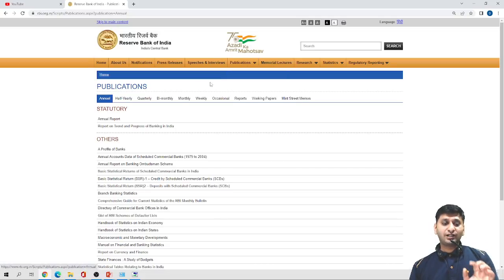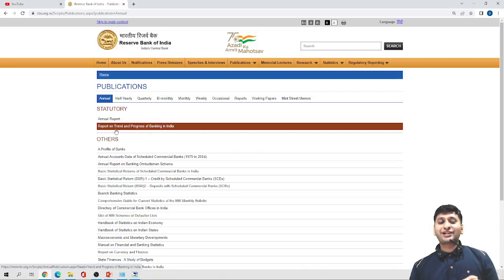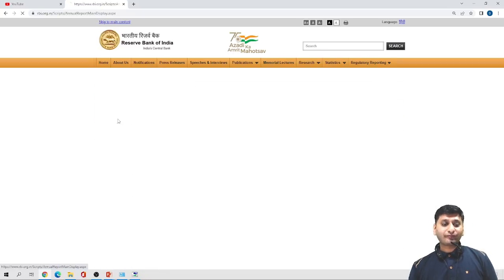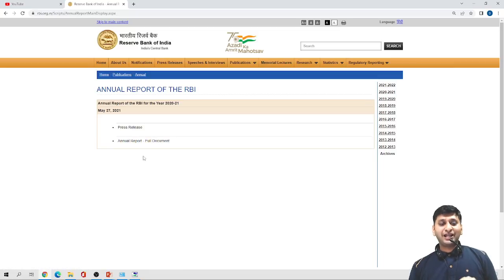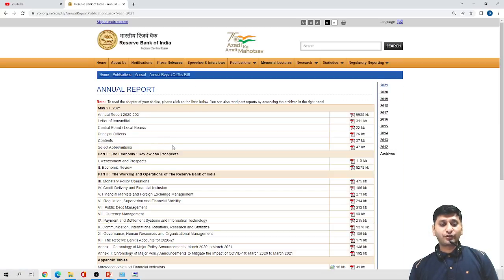So if you click under annual, you will get the annual RBI report and the report on trends and progress of the banking industry in India. Both these reports are also mentioned in the RBI notification in the list of resources to prepare for the finance or economic section. If you click on RBI annual report, here it would be a press release where mostly they will give you the link of this report itself. You can read the full document from here.